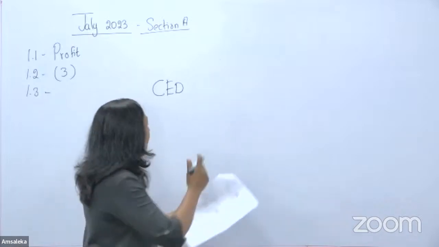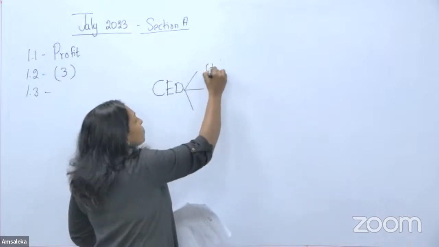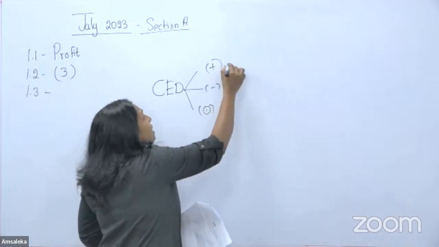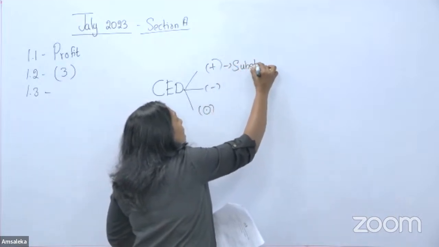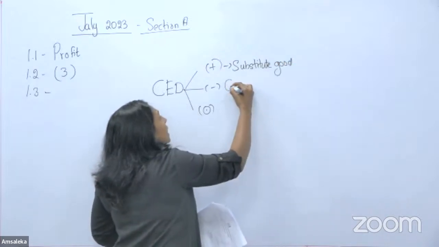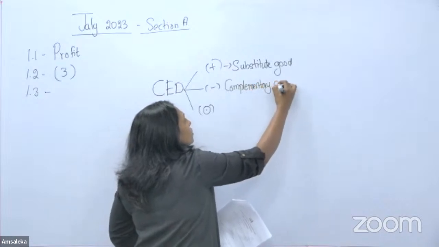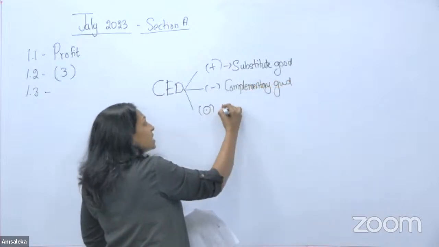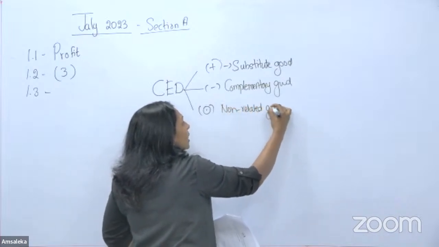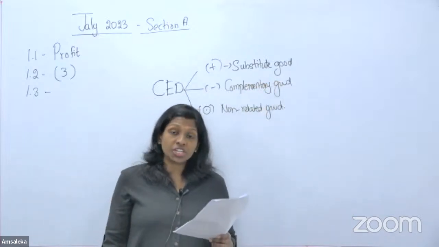So if it is positive, there are three different types. One is positive, another negative, another zero. Positive says the goods are substitute goods. Negative relationship says they are complementary goods, and zero is about non-related goods.